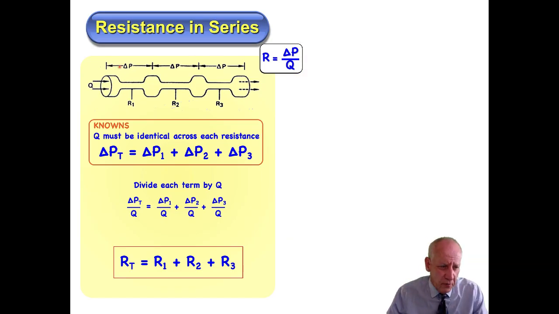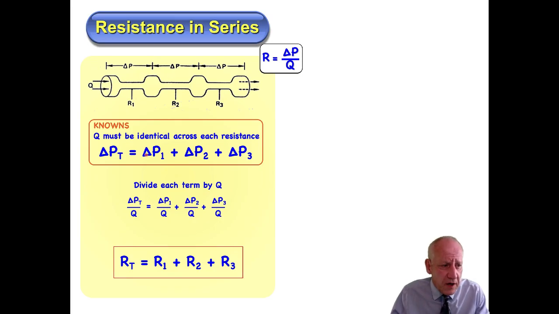Suppose we connect a group of tubes end to end, each of which offers a different resistance to flow. These resistances are said to be arranged in series. When you have resistances arranged in series, what is the total resistance offered by their combination? Well, there's one thing I know for sure, and that is, since the resistances are linked together in succession, the flow across each resistance must be identical.